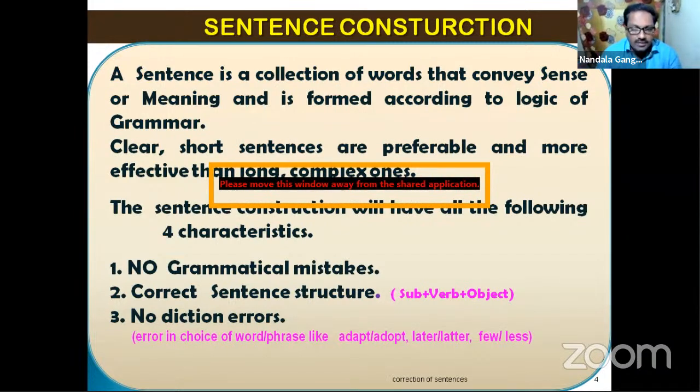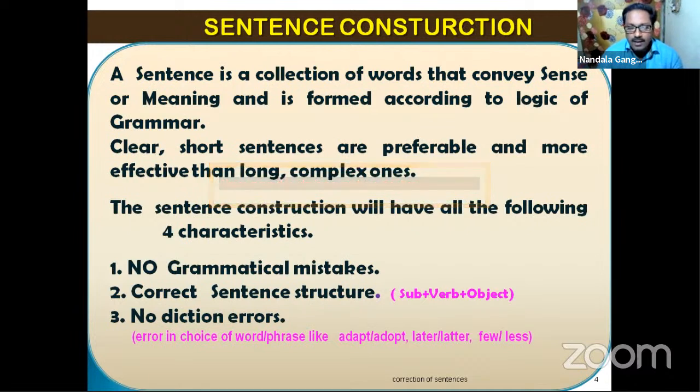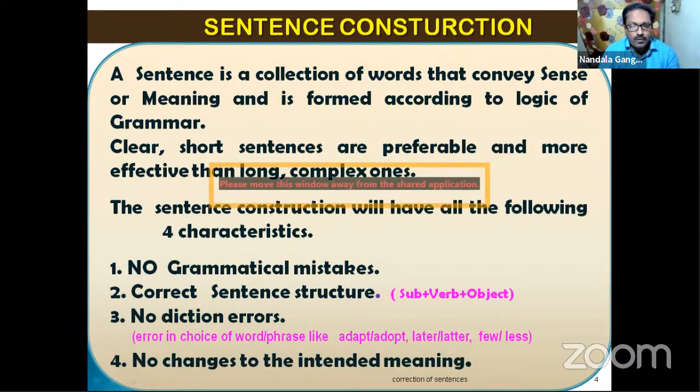Like that, the choice of the words and phrases should be correct while we are constructing the sentences. Here, like adapt, adopt, later, latter, few, less. They are all pronounced the same, but their spelling is different. And the fourth one is no changes to the intended meaning. Even though you arrange different kinds of sentences in a different manner, the intended meaning should not be changed.